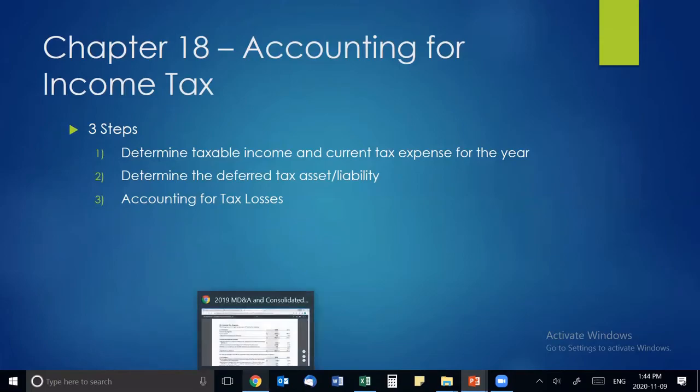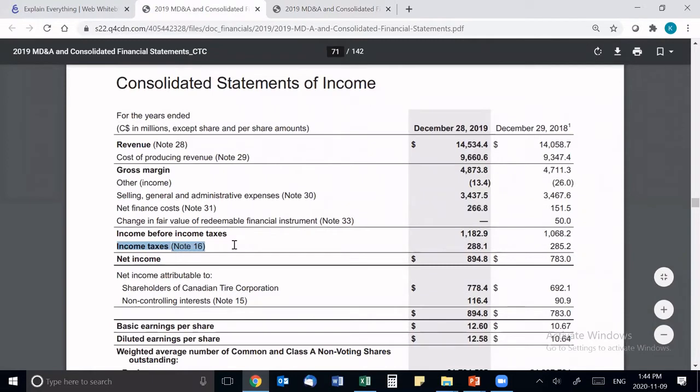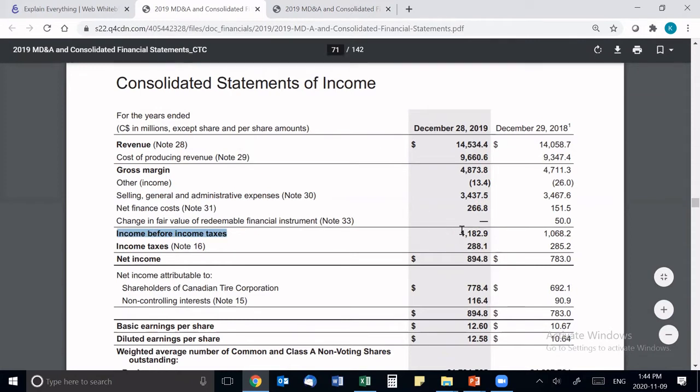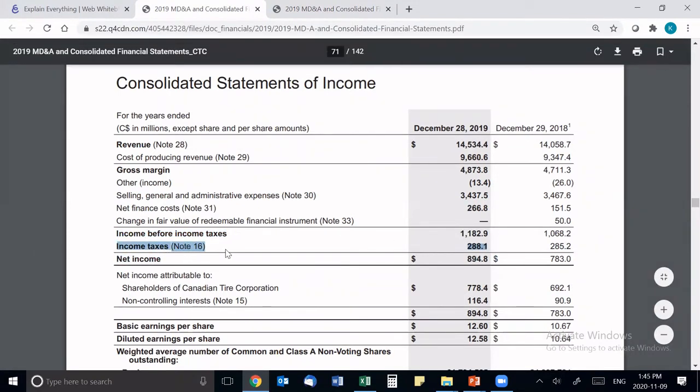So let me just remind you of what this looks like in the financial statements. If we look at Canadian Tire's financial statements for 2019, for the income statement, we have our revenue, our gross margin, our expenses, and then our net income before income tax. In all the other chapters, you've learned everything up until this net income before income taxes. What we did in the previous video and what we're going to do in this video is look at how we determine income tax in order to get your net income after tax.